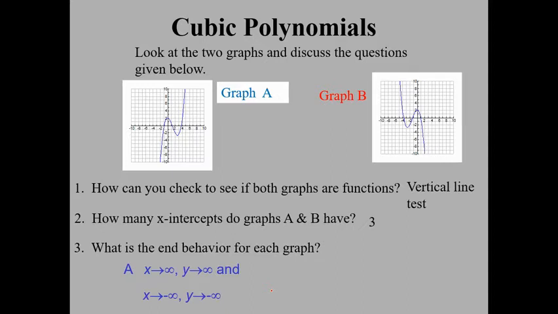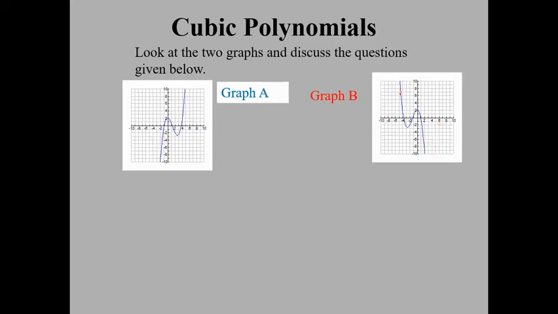Now this is a little trickier. So for graph A in blue, notice as x approaches infinity, y approaches infinity, and as x approaches negative infinity, y approaches negative infinity. Let's check out the other one. The other one's just the opposite. As x approaches infinity, y is approaching negative infinity. And as x approaches negative infinity, y is approaching infinity.